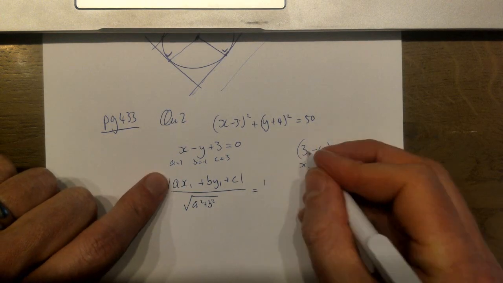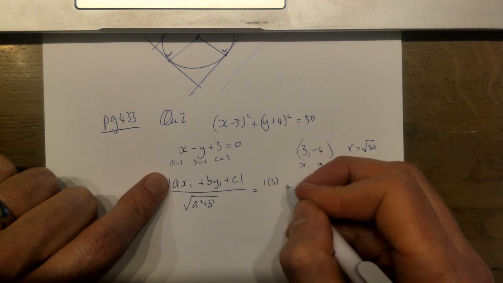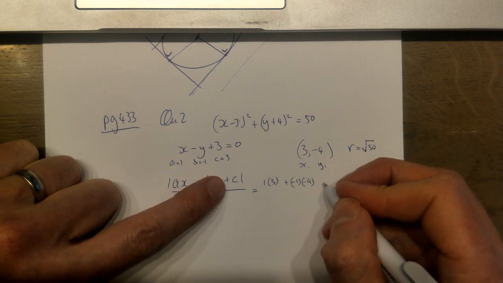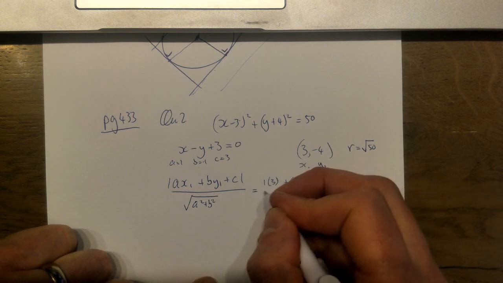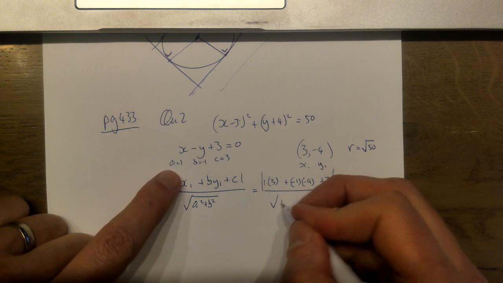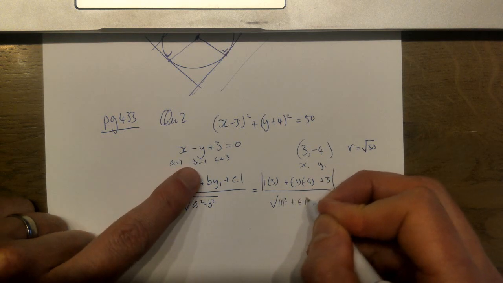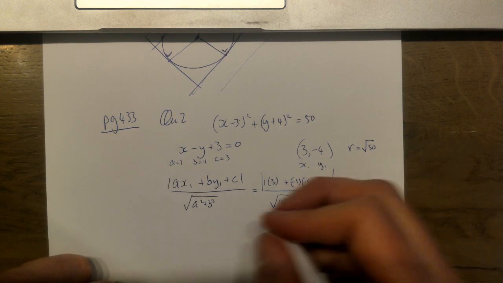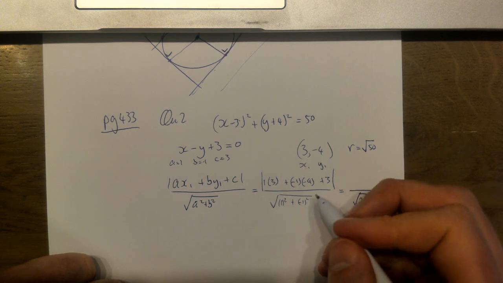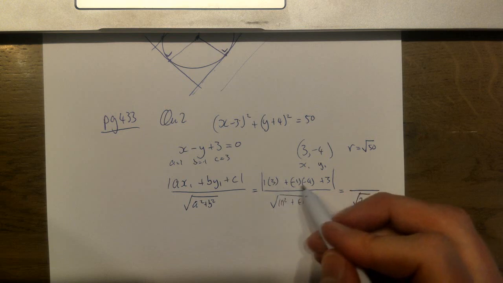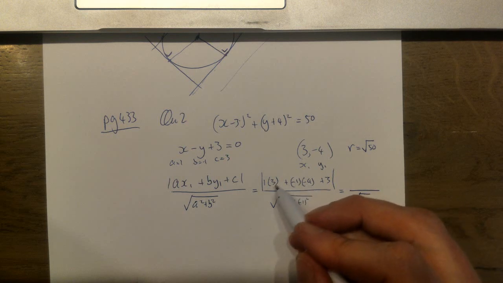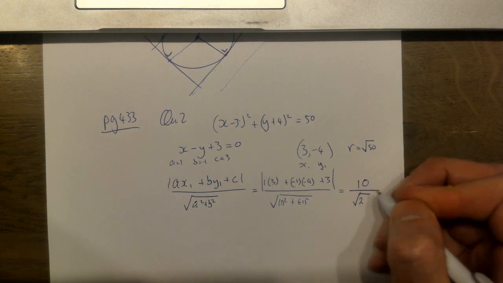So 1 times 3 plus minus 1 times minus 4 plus 3, all over the modulus of that, all over the square root of 1 squared plus minus 1 squared. So the bottom is square root of 2. Let's look at the top. 1 times 3 is 3. Minus 1 times minus 4 is 4. So 4, 5, 6, 7, 8, 9, 10. So 10 root 2.